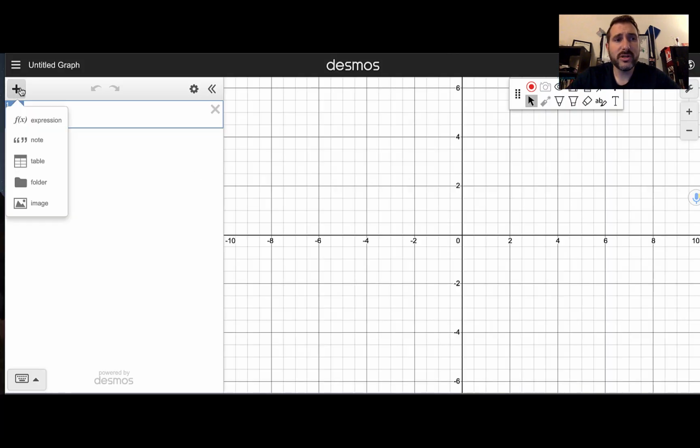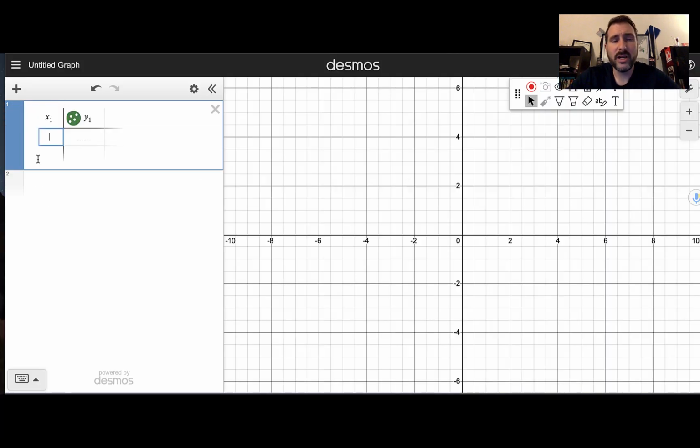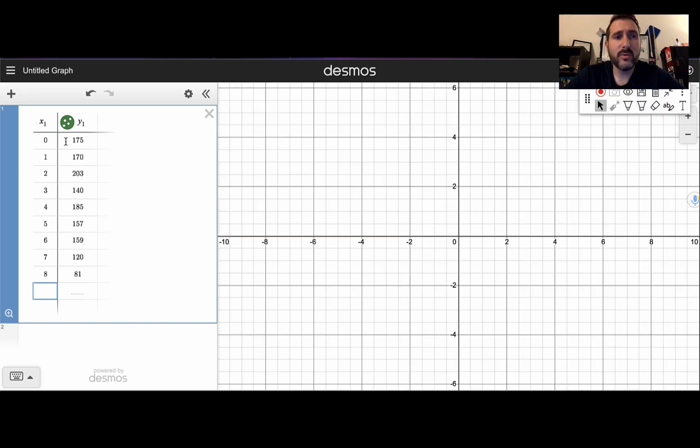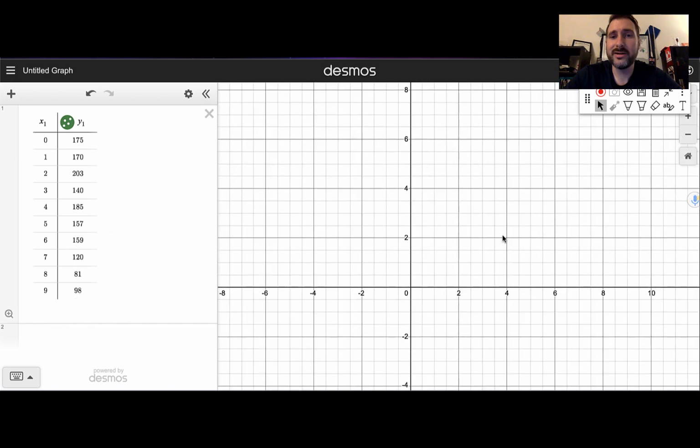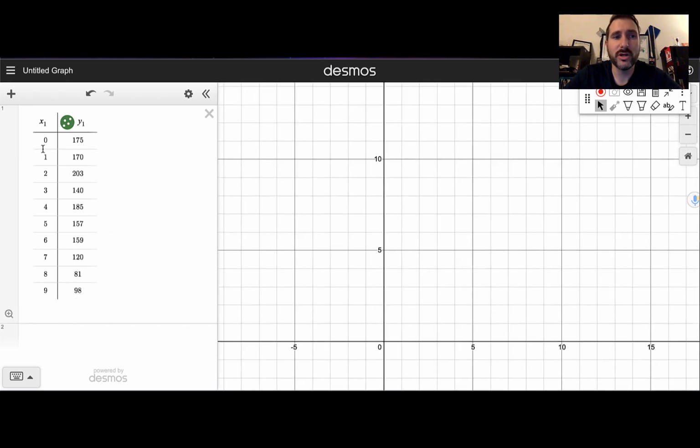In Desmos, we're going to click the plus sign and create a table. Once we've added our table, we can start typing in our values. Instead of typing in the years 1945, 1946, I'm going to say 1945 was year 0, and type it in from there. So year 9 was at 98. Remember, we can just use years since, and our data plots are going to be the same because they're still 1 apart.